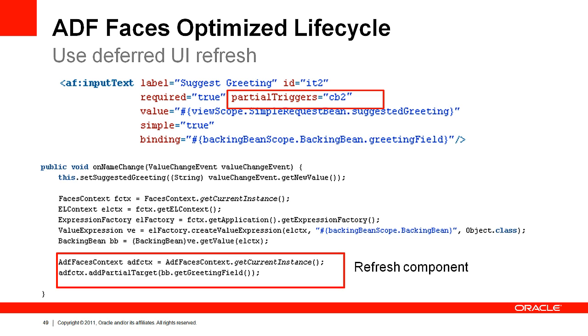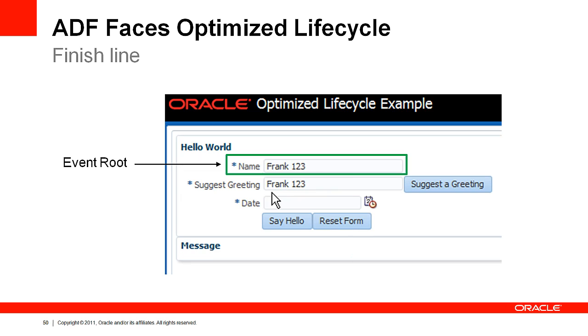So let's have a look, and here is the result. We do have an event root which is just around the name field, because the name field has auto submit set to true, and then the suggest greeting is refreshed during the render response phase by us adding the field to the partial target list.